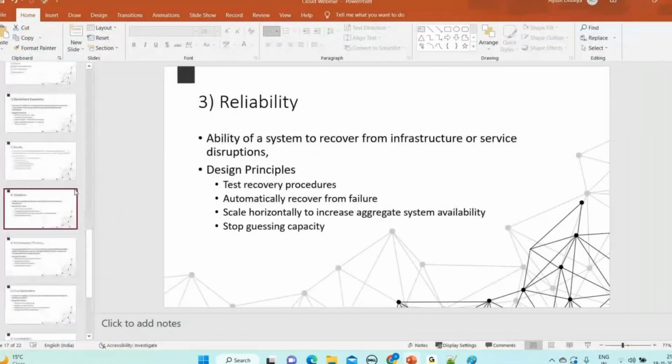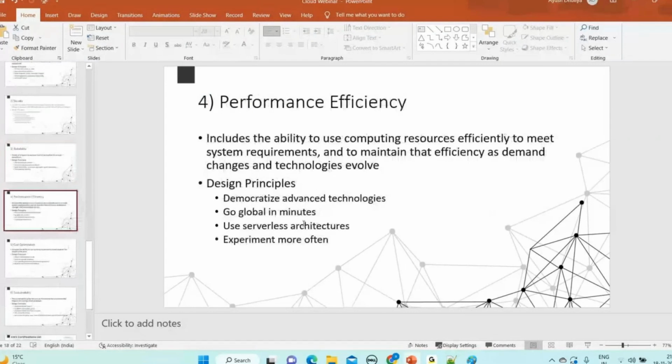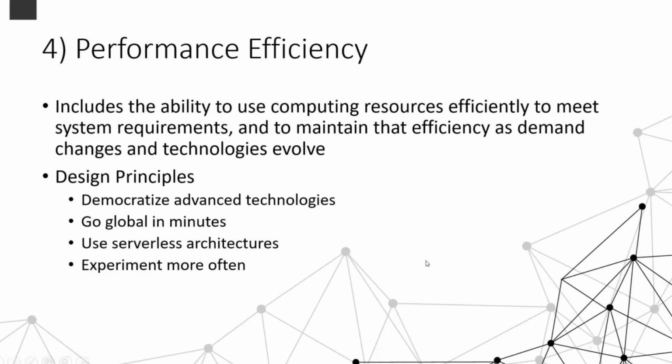Then team, we have the fourth pillar, that is the performance efficiency pillar. What is performance efficiency? This is the fourth pillar. It includes the ability to use computing resources efficiently to meet system requirements and to maintain that efficiency as demand changes. So team, it's all about adapting and providing the best performance, nothing else. Cool team.